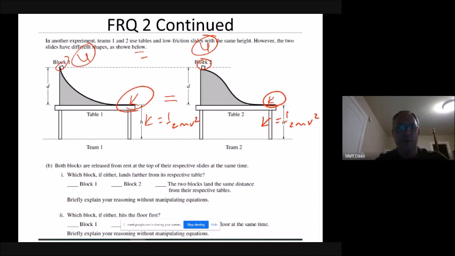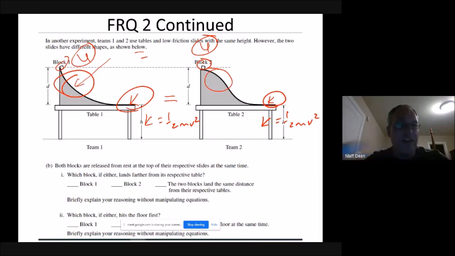But what makes it a bit more tricky is that notice the slopes of these are different. The slope, at least initially here, is much more steep on this one than it is on this one. And what that means is that this one gets up to a higher speed faster than they do in situation number 2. What that's telling is that the average speed on table 1 is going to be a little higher than the average speed on table 2.